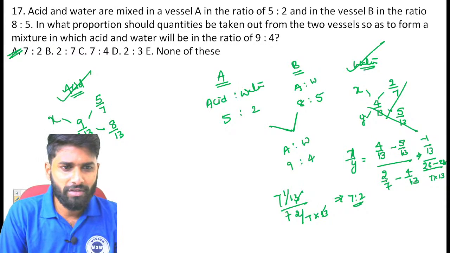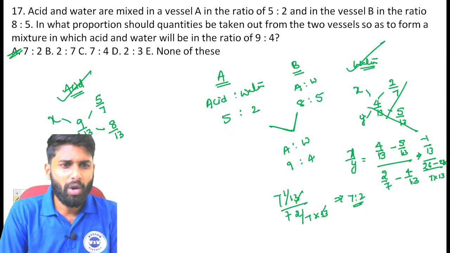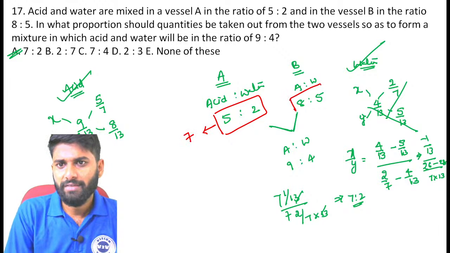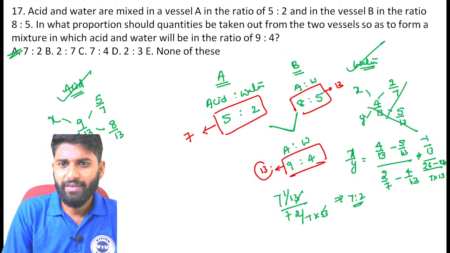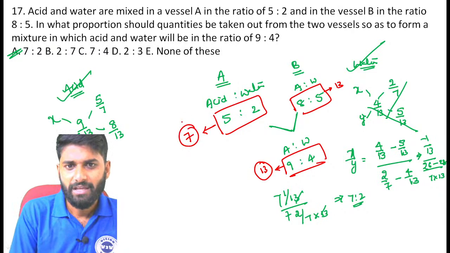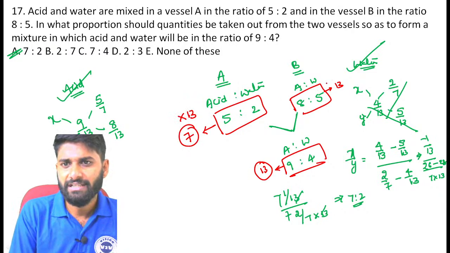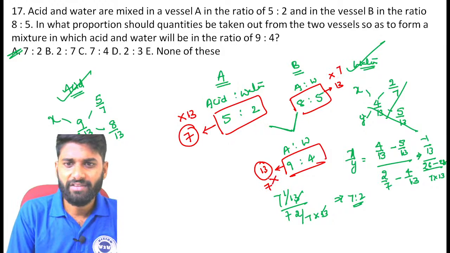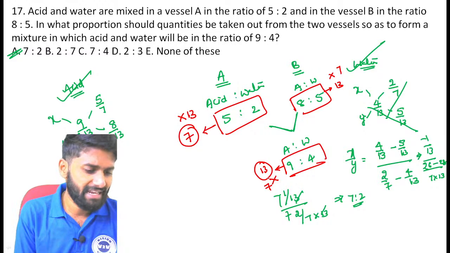Now, if you want to go with another approach, see, the quantity must be equal, guys. Quantity must be equal means here we have 7 quantities, here we have 13 quantities, and finally also 13 quantities. So we must equate all the quantities. Means these we should multiply with 13, and these we should multiply with 7, and these we should multiply with 7. Now the total value is equal to 91 quantities.